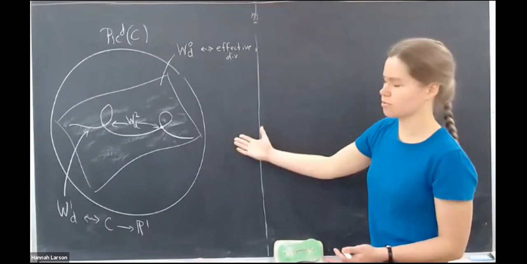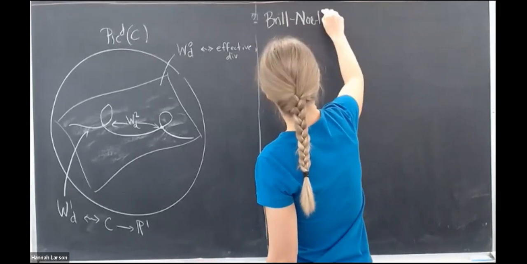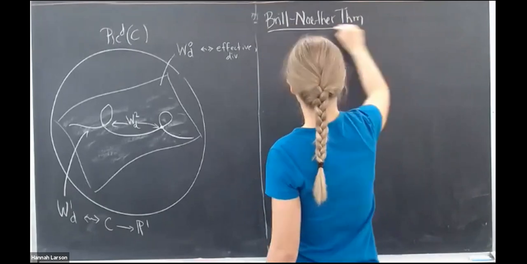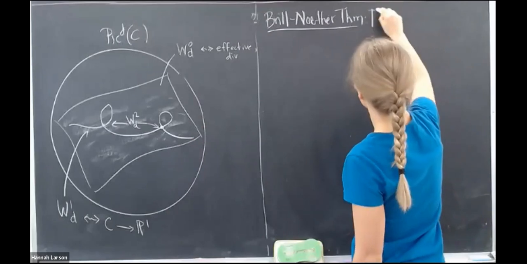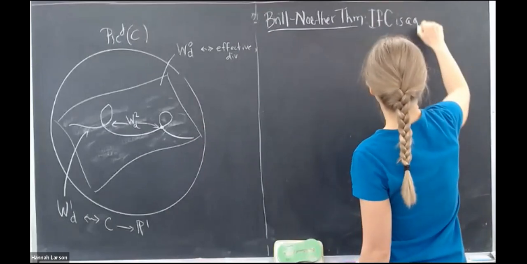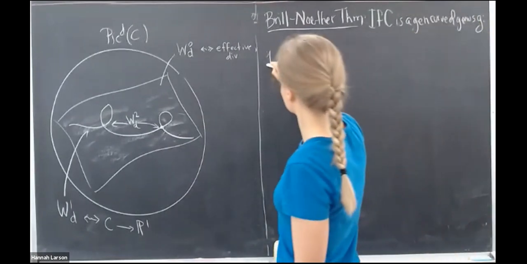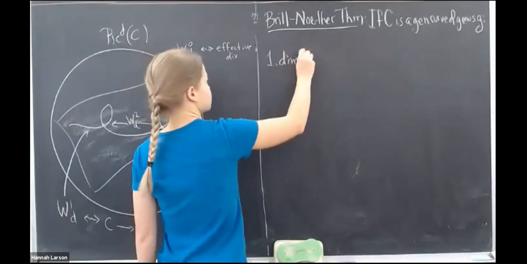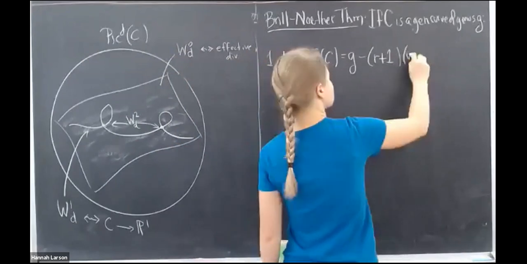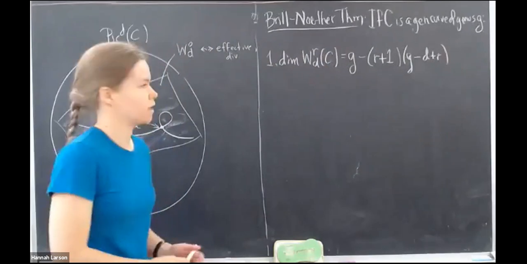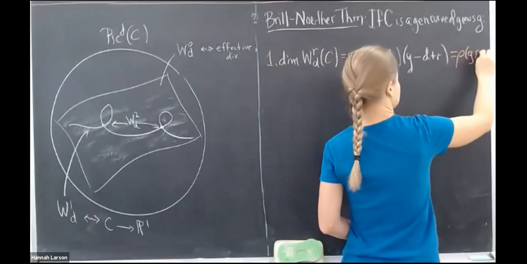So the answer to our original question, when C is a general curve, is given by the Brill-Noether theorem. Think of the Brill-Noether theorem as describing this black and white picture. So it says if C is a general curve of genus g, then first off, we know the dimension of W^r_d. It's equal to (g - r + 1) times (g - d + r). This quantity is called the Brill-Noether number and is denoted rho(g, r, d).